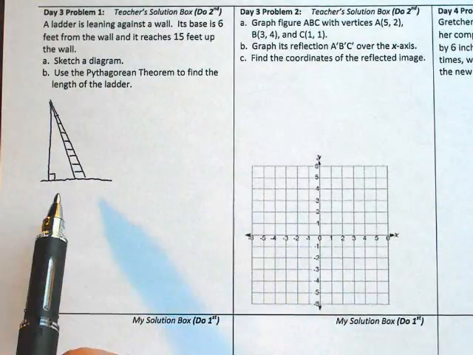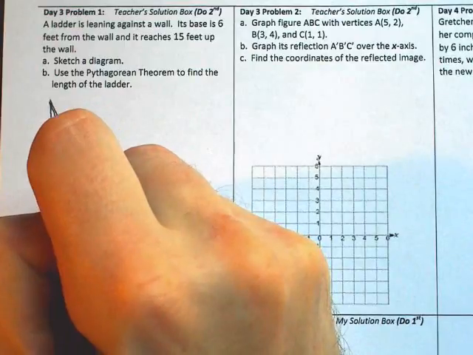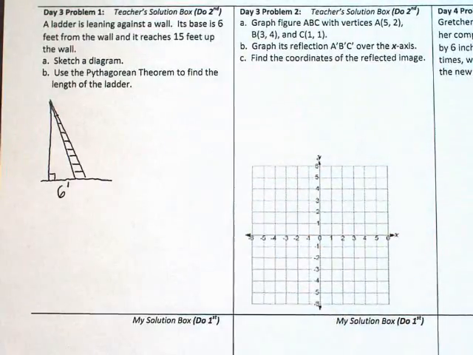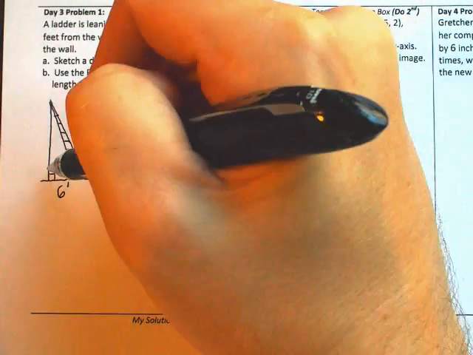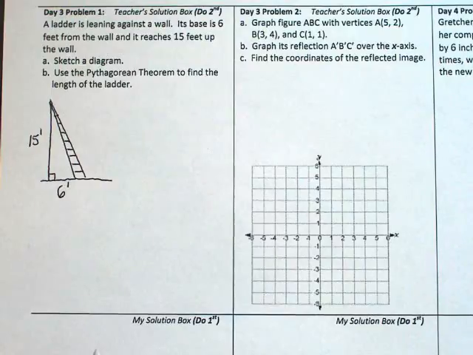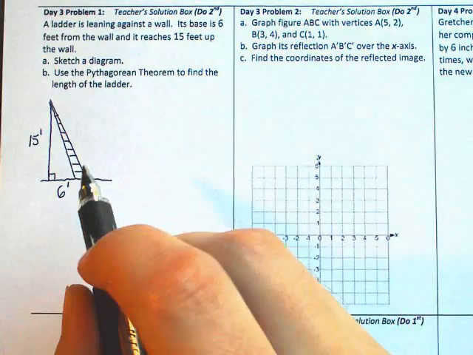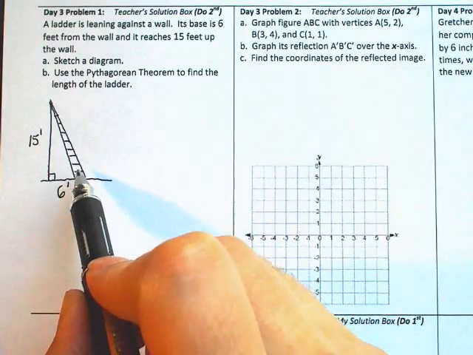Now we're told in the problem that the base, or the bottom of the triangle, is 6 feet, and that it reaches 15 feet up the wall. That is this leg of the triangle, 15 feet. And what we're asked to figure out is how long is the ladder. We don't know how long that is, and so we can use a variable to represent that.